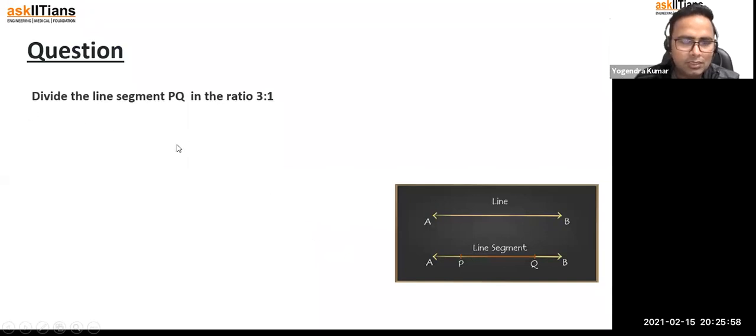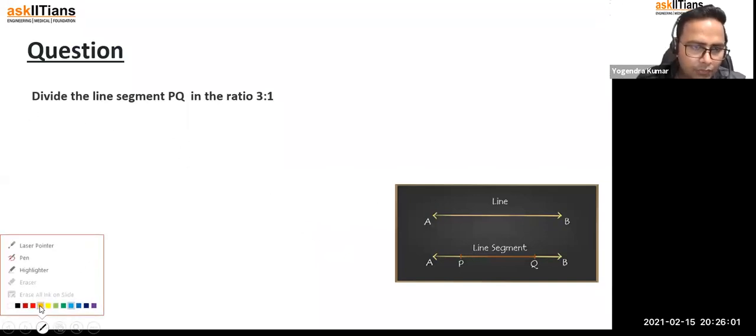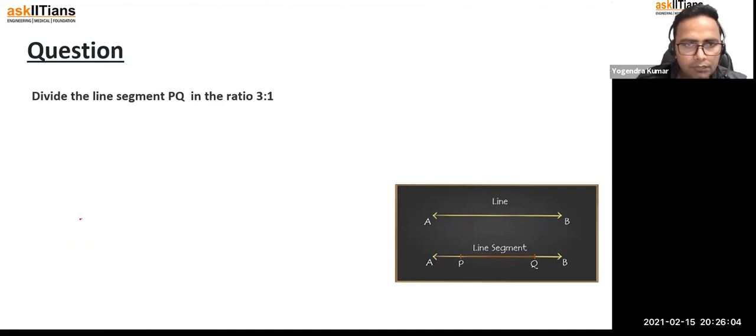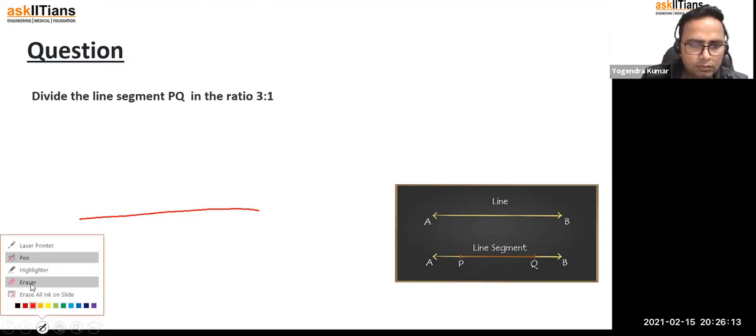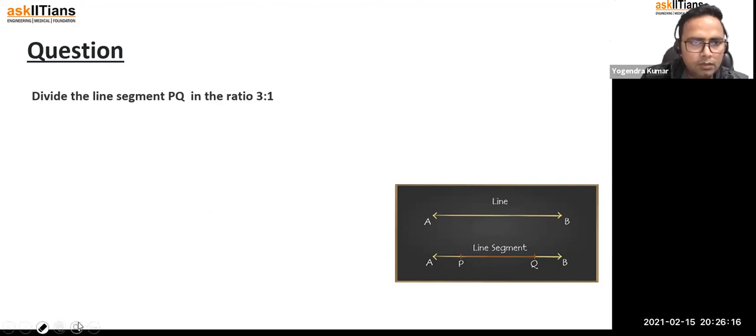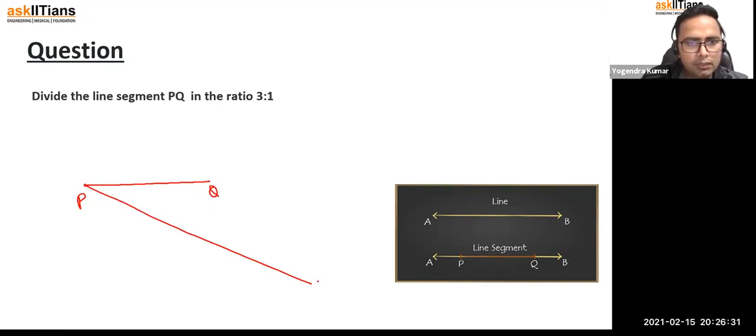Suppose this is the question now. Let me show you here how we can do it. Again, we will make a line segment PQ. They didn't say what the length is, so we can take any length here. Now, what I said, we need to take a ray here, like this, and make equal parts, because I want a 3:1 ratio. Suppose it is 5 centimeter again.